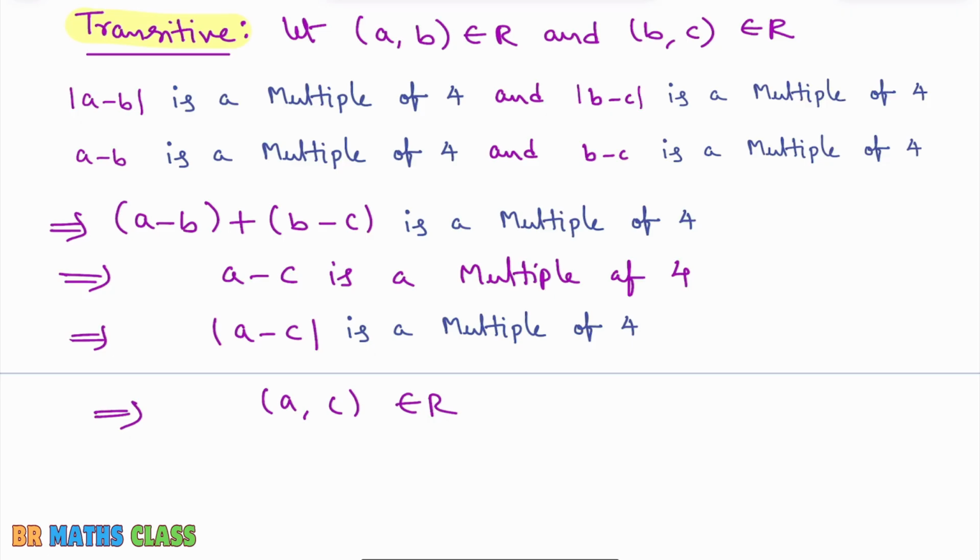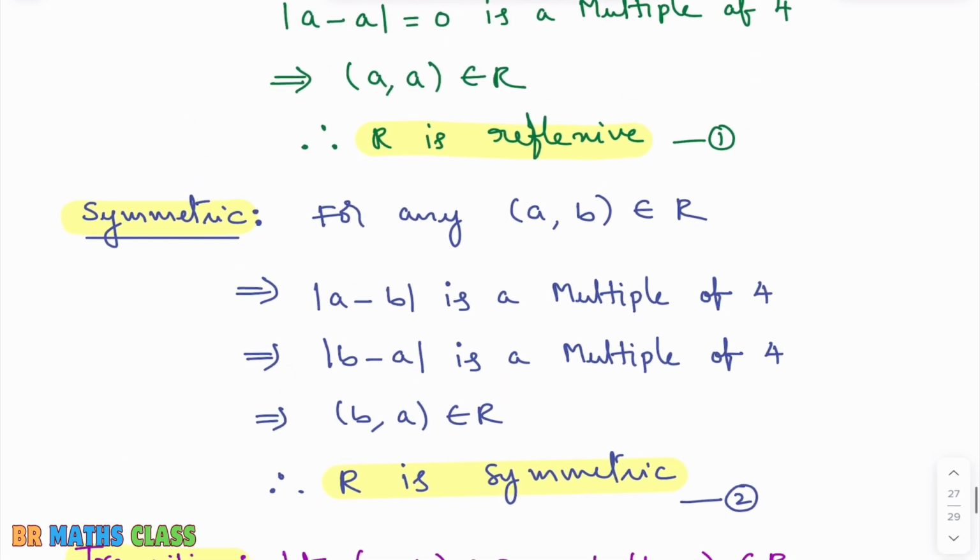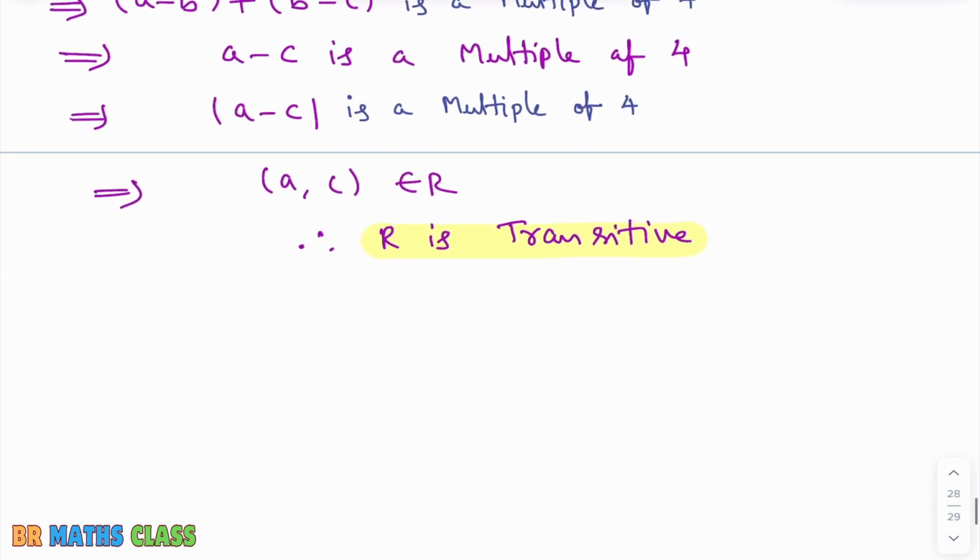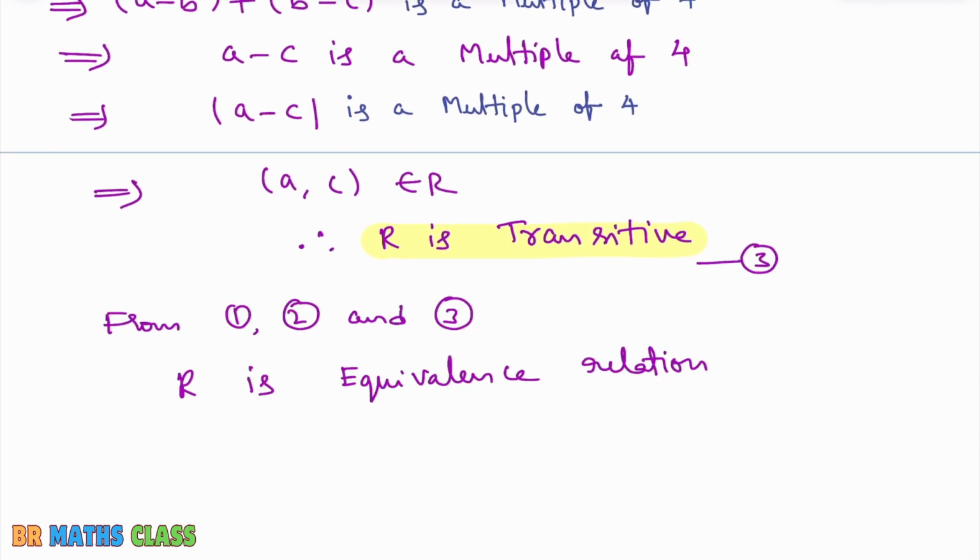So what happened? For any A comma B, B comma C in the relation, I got that A comma C is also there in the relation. From this, we can say that the relation R is transitive. You observe this relation is reflexive, this relation is symmetric, this relation is transitive. From these 1 to 3, we can say that the given relation is an equivalence relation.